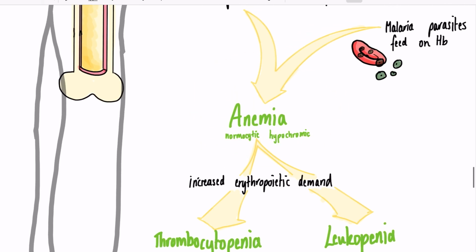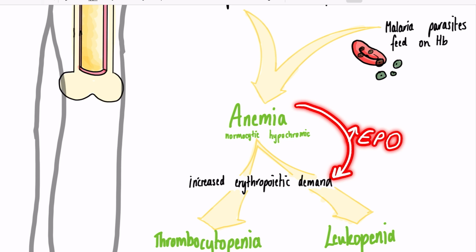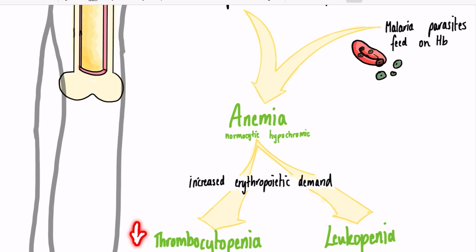And of course in your bone marrow, which is where your red blood cells are being made, the decrease in red blood cells is going to lead to an increase in EPO, and that's going to lead to increased erythropoiesis, or formation of red blood cells. And that means there's going to be an associated decrease in the formation of platelets, leading to thrombocytopenia, and a decrease in formation of white blood cells, leading to leukopenia.